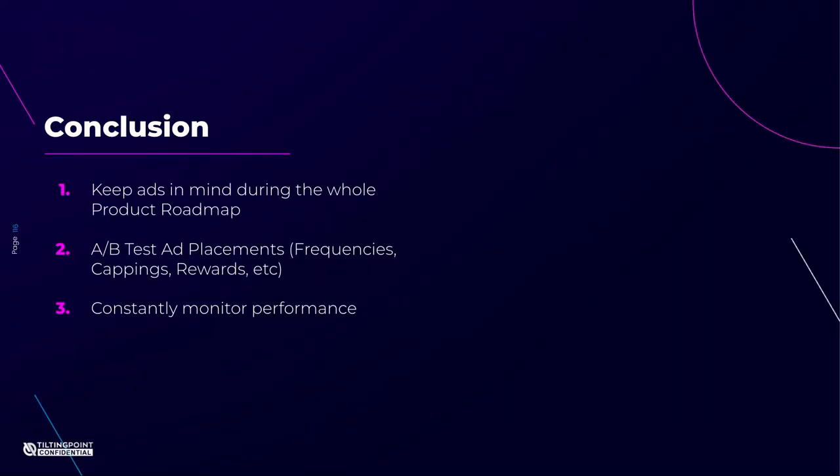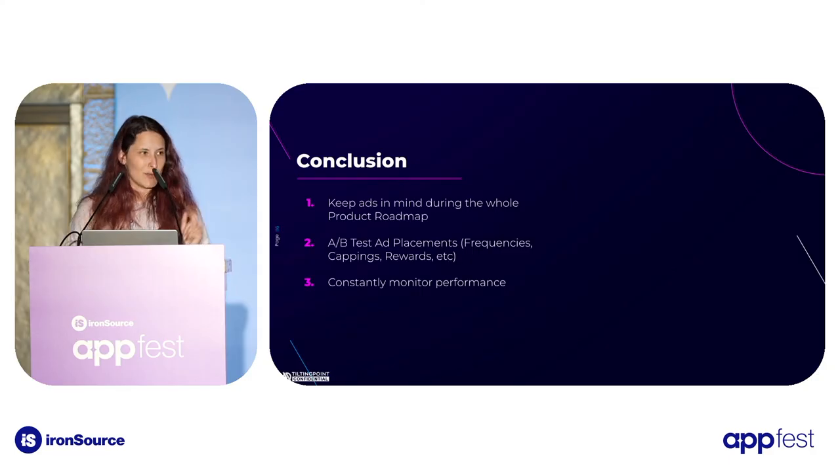So the conclusion basically is that you have to keep ads in mind for the whole process and the full roadmap of the game. You need to keep A/B testing placements, trying everything you can, as much as possible, but of course keep in mind your users and what they want, so inform them always, and constantly monitor the performance, because what worked yesterday may not work today and you may see a drop, so you need to understand what's going on and how to monitor it.